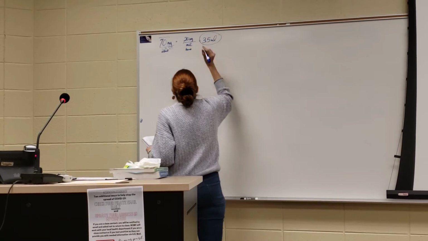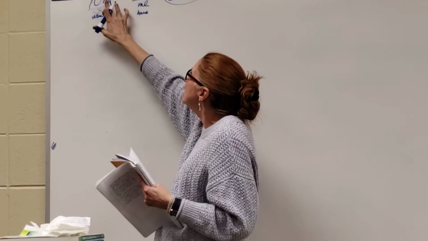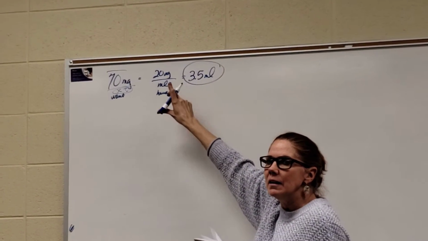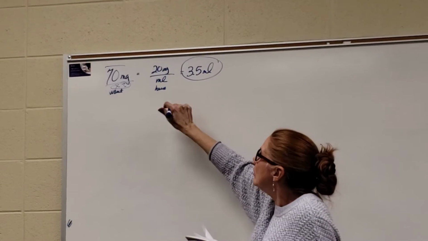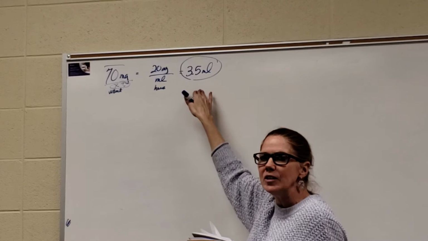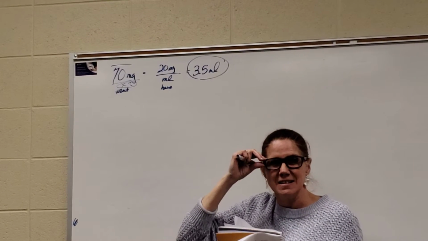And I want you to stop and look at these and see what I mean. Like the 20 milligrams is 1 ml, you need 70: 20, 40, 60, 80, oh, too much. So you know you're between 3 and 4. So kind of look at your answer after you get done, don't just write it down, and see if it makes sense. Does that make sense?